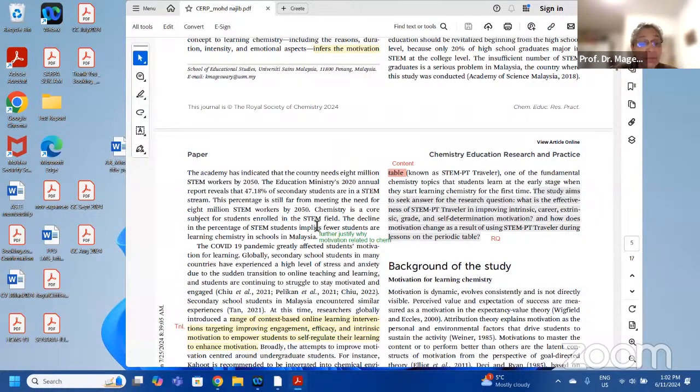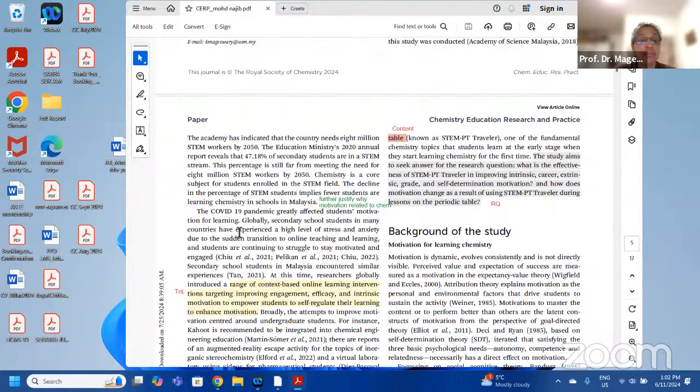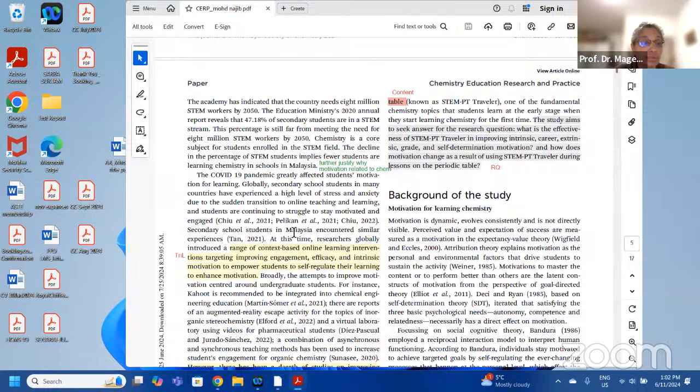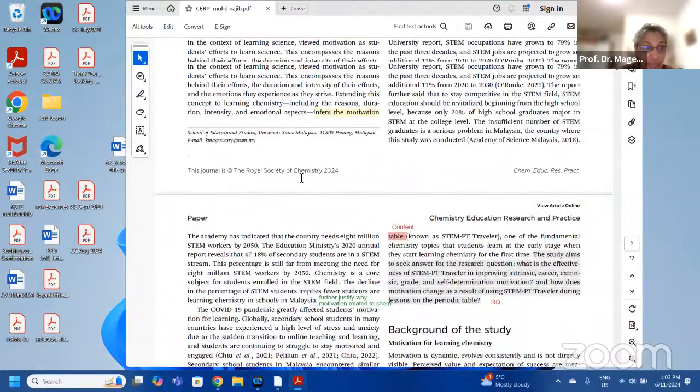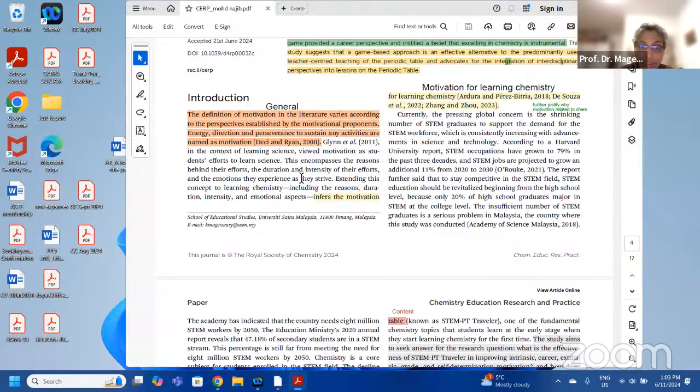And what could be the reason why STEM students are decreasing? It's not only STEM students decreasing, and I also added the COVID-19 pandemic. All these things are actually because of motivation. You can see that the COVID-19 pandemic greatly affected students' motivation for learning. Globally, secondary school students in many countries experience high levels of stress and anxiety, but it is also the case in Malaysia where motivation is so low. You have to understand what I'm saying. If I just tell you to write the introduction like this, like that, you cannot write a good introduction. You need to understand. So you see, the first paragraph is basically about what is motivation.